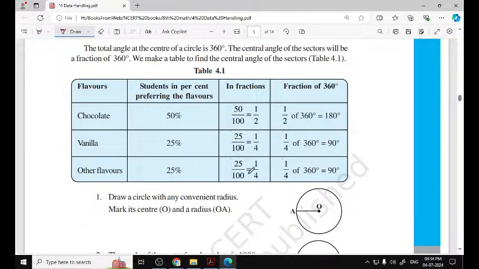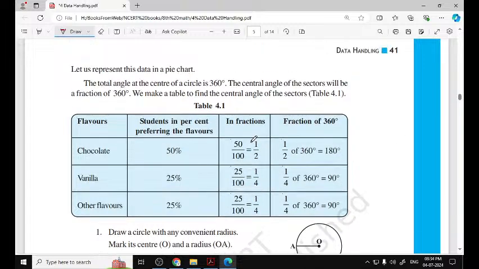Now we have to represent it in the form of a circle. So we calculate half part of the complete angle, that is half of 360. So it is 180. So if we draw this circle graph, first we will draw a circle with any radius, then draw one radius. Now keep your protractor here and make an angle of 180 degrees. 180 means a straight line. This angle is 180. This represents chocolate flavor because this one is 180 degrees.